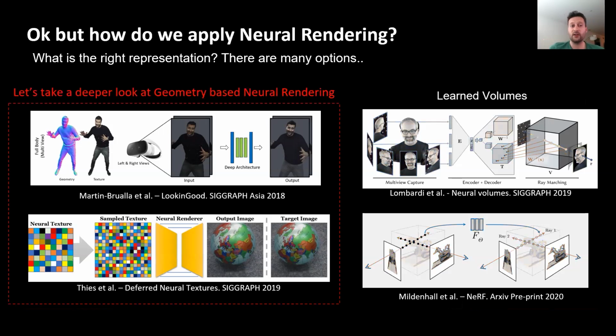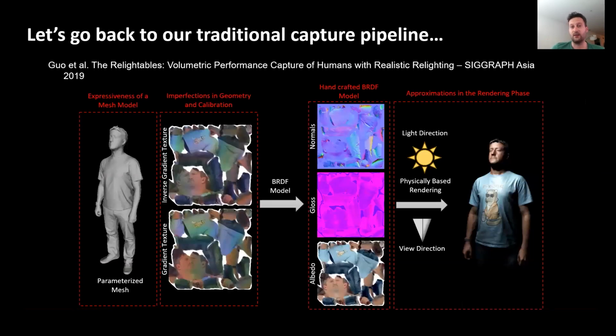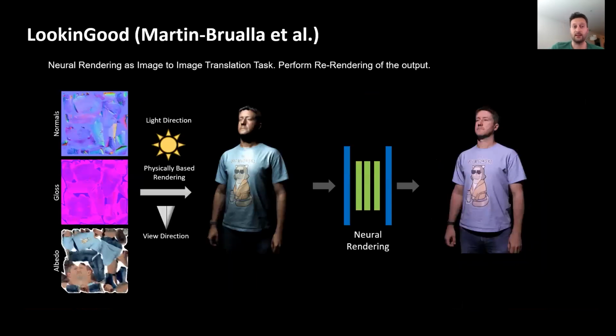In this talk, we're going to take a brief look at those methods that rely on a certain geometry acquired by this system. And the reason is because they actually play very well with these pipelines that I described earlier. Indeed, if we take a traditional computer graphics and computer vision volumetric capture pipeline, you can apply neural rendering pretty much everywhere you want. For instance, in the Looking Good work that we presented a couple of years ago, what we did was to apply neural rendering at the very, very end.